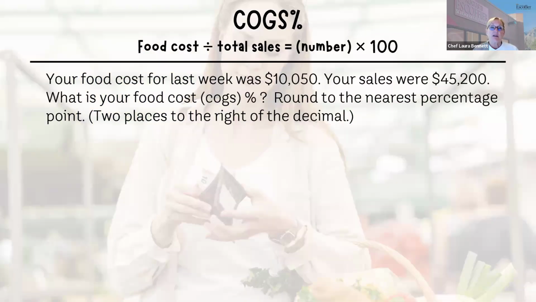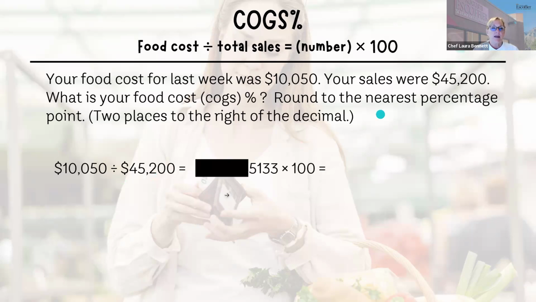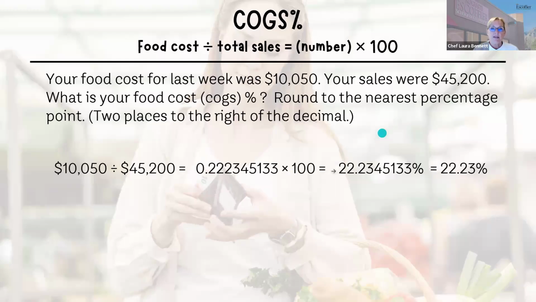Your food cost for last week is now $10,050. Sales, $45,200. Let's see what we get. 10,050 divided by 45,200 gives me that decimal number that I'm multiplying by 100 to give me my percentage. And again, rounding to the nearest percentage point, which is two places to the right of the decimal, for 22.23%.